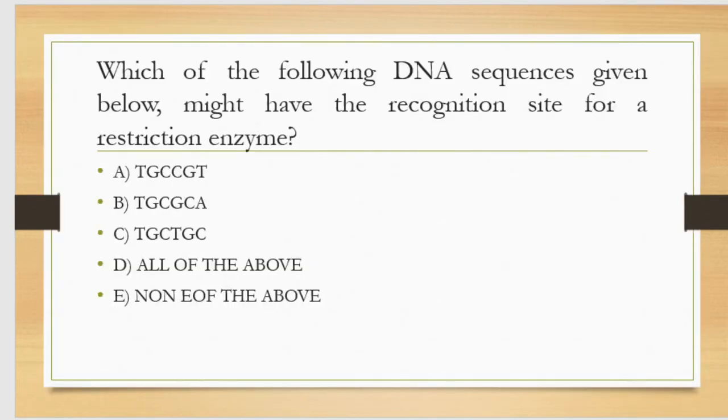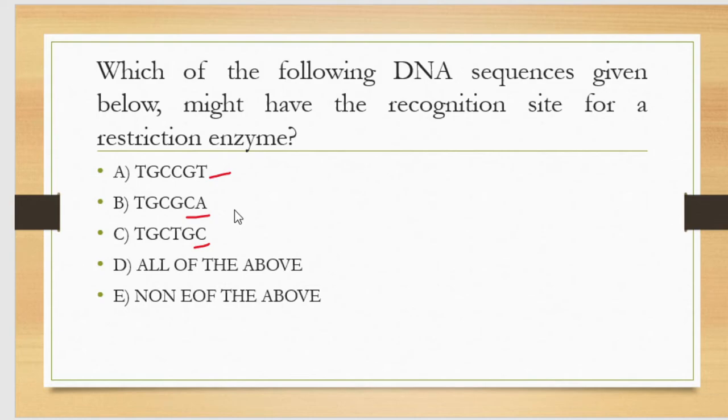Which of the following DNA sequences given below might have the recognition site for a restriction enzyme? You can see we have been provided with three sequences here: TGCGT, then TGCGCA, and TGCTGC. Now, it's not that easy to tell from the given sequences alone.